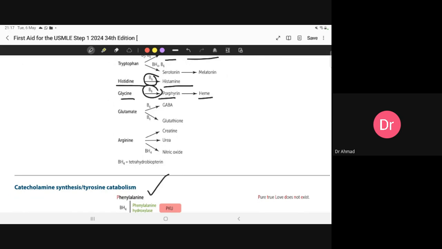We will cover vitamins, they are very important, and I'll make it more clear to you guys. But now you can just keep this in mind that for amino acid reactions, it's always B6. Glutamate again can be converted into GABA or glutathione by using your B6.